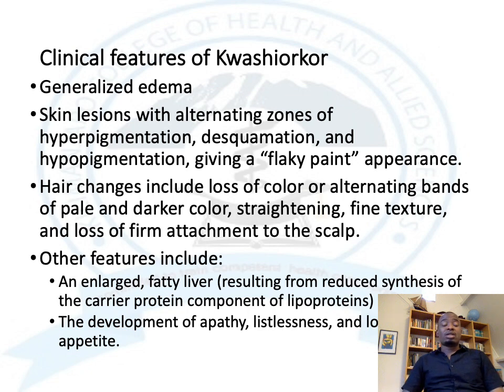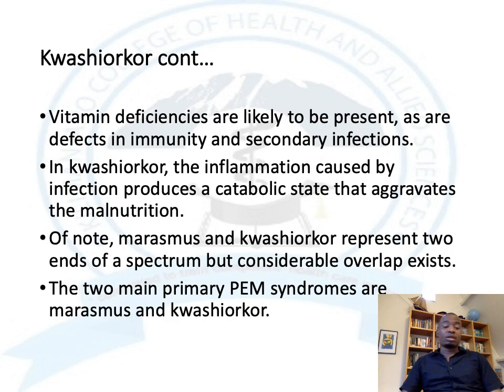Actually, clinically, these children with kwashiorkor have generalized edema, and skin lesions with alternating zones of hyperpigmentation and depigmentation, giving the flaky paint appearance. Hair changes include loss of color and alternating bands of pale and darker colors, straightening, and fine texture. The hair, because it is protein, becomes very thin. Other features include an enlarged fatty liver, resulting from reduced synthesis of carrier proteins, components of lipoproteins. Development of apathy, listlessness, and loss of appetite may happen to these children.